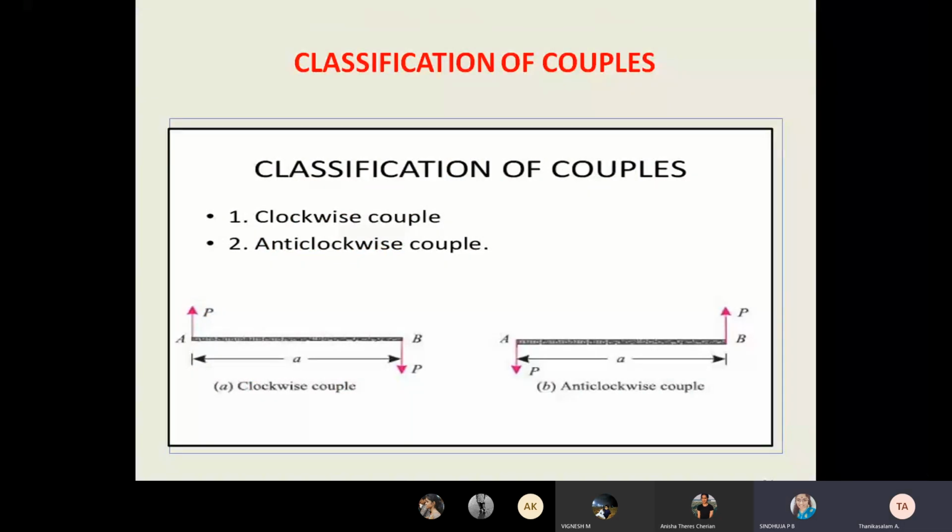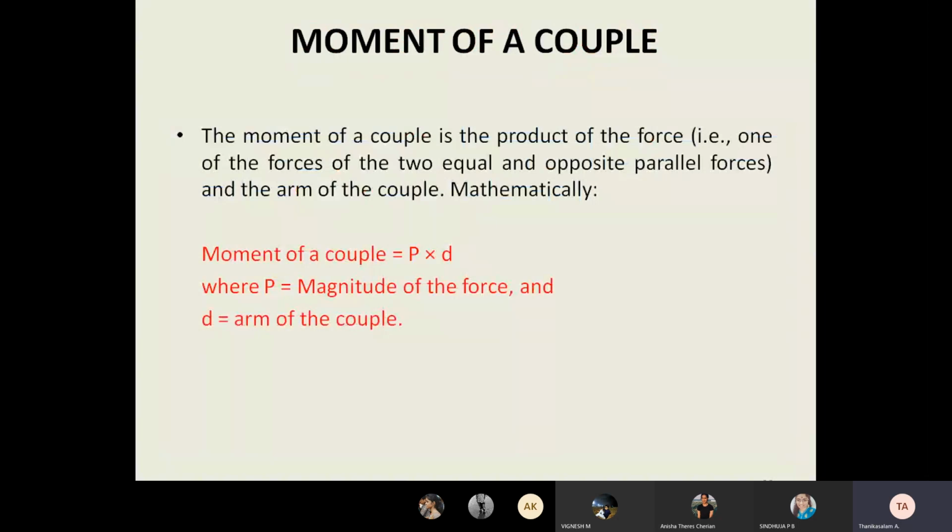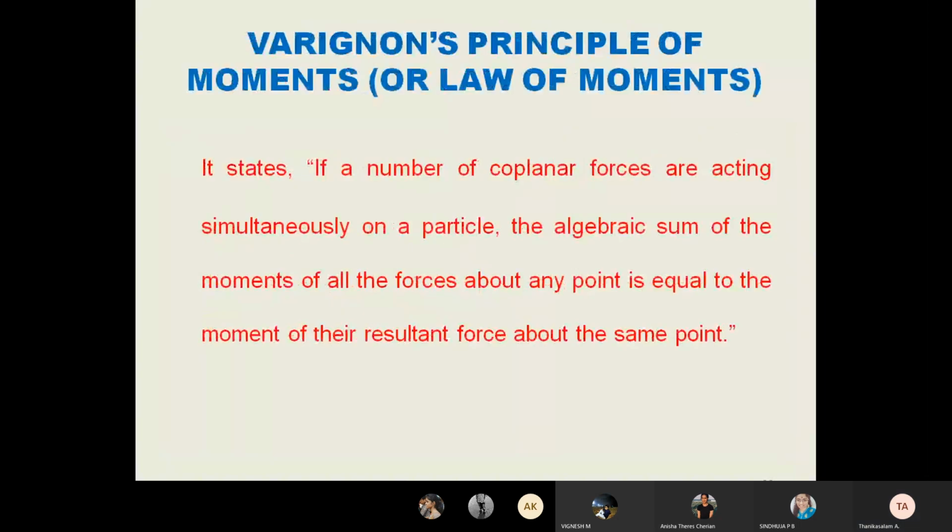What is a couple? Two equal forces acting in opposite directions and separated by some distance is called a couple. There are two couples, clockwise and anti-clockwise. Previously I told you, take the clockwise couple as positive and the anti-clockwise couple as negative. How do you take the value? P into A. What is the moment of a couple? P into D or P into A. The A means the arm of the couple.